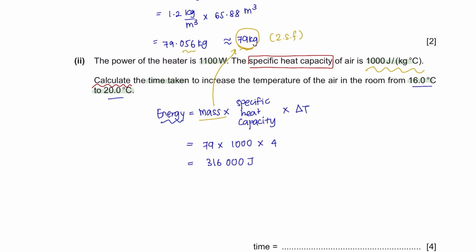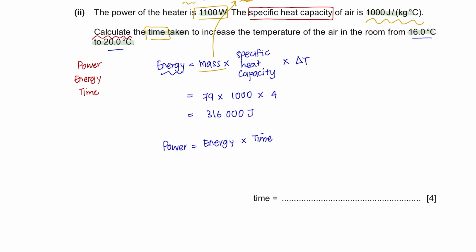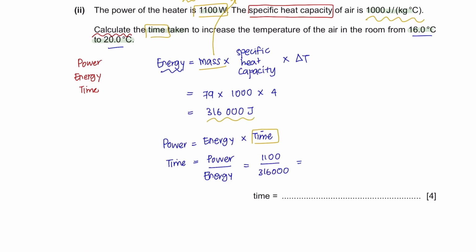But the question wants you to calculate time and has given you the power in watts. So from here, you need to have the ability to find the formula relevant to power, energy, and time, which is power equals energy divided by time. Since we are looking for time, just rearrange it and it's energy divided by power, and you will obtain a time of 287.27 seconds. Written as 2 significant figures, that will give you 290 seconds.